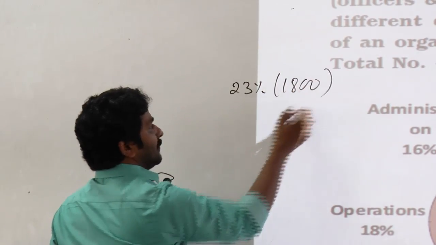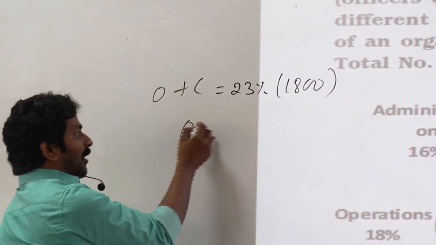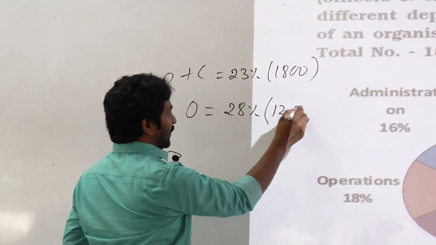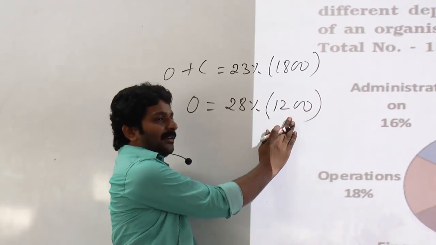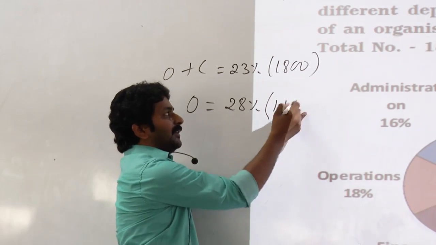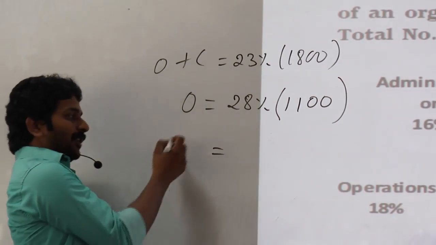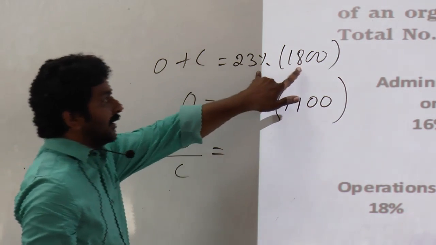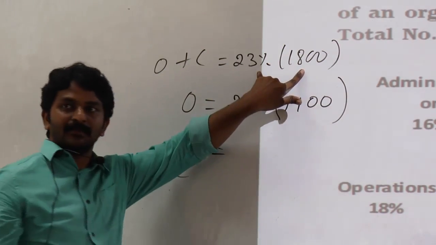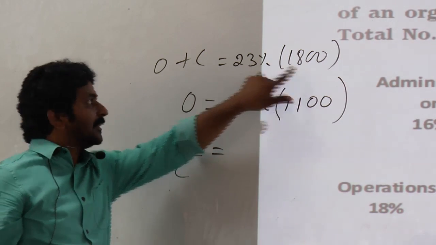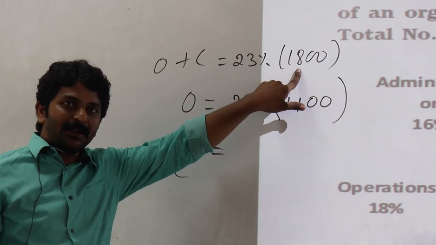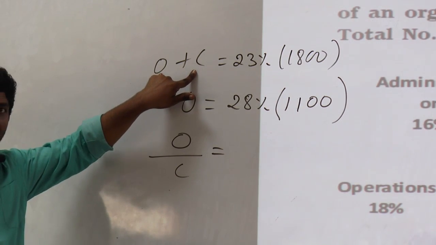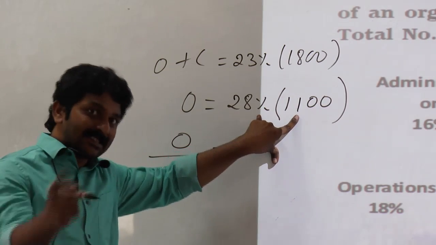Total number of employees are 23% of 1800, officers and clerk, and officers are how much? 28% of 1200. In place of 1200, suppose you have 1100 and you're asked about the ratio between officers to clerk. In that case, whatever number you get here in the first case, will that be a multiple of 9? Is it a 9 multiple? So your number will be a 9 multiple, right? This is officers and clerk staff together, right? Is it a 9 multiple? At least a 3 multiple?